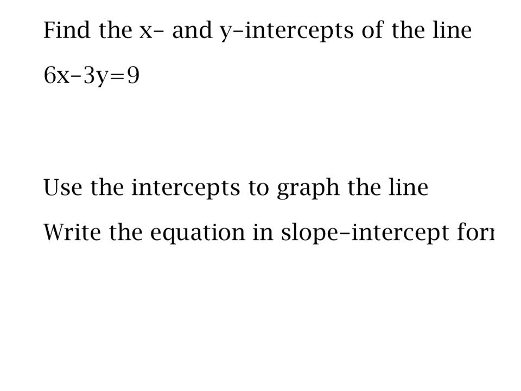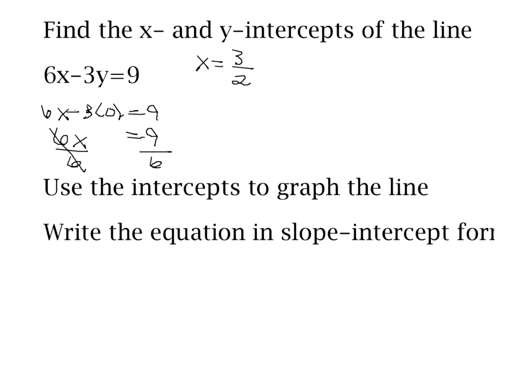Okay, here's another example. We want to find the x and y intercepts for the line, use the intercepts to graph the line, and then write the equation in slope-intercept form. So first to find the x-intercept, let y equal 0. So 6x equals 9, divide both sides by 6. And I get x equals 3/2 when reduced. So my x-intercept is 3/2.